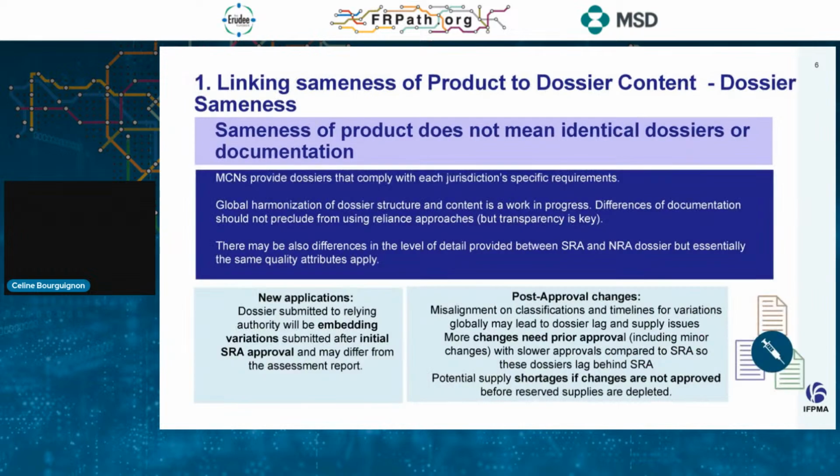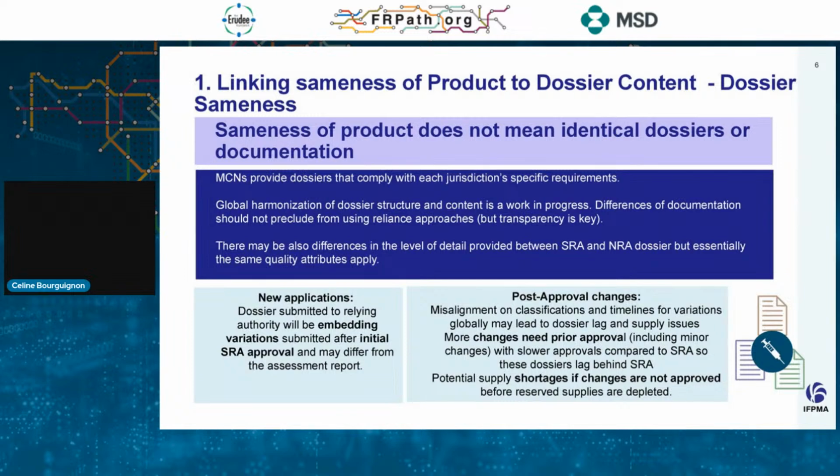So if we're doing a deep dive on those, dossier sameness, right? Sameness of product doesn't mean identical dossier or documentation. So we're providing dossiers that comply with each jurisdiction's specific requirements, which means that we have differences in dossiers. And global harmonization of the dossier structure is still work in progress, and we believe the differences in documentation should not preclude a reasonable use of reliance. But we need to be transparent on those differences and what exactly they mean.